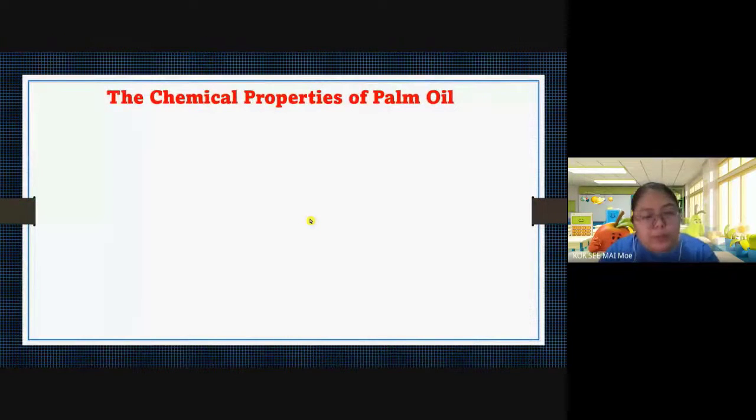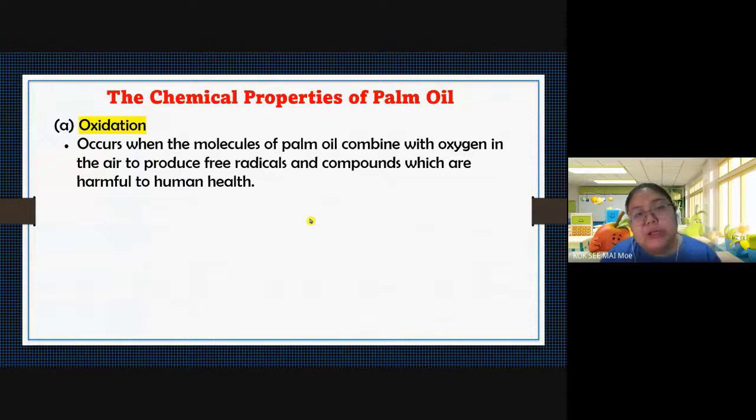Okay, chemical properties. These are the chemical properties you need to know about palm oil. First one, oxidation. When you see the word "oxy", it means it is related to oxygen. Oxidation occurs when the molecules of the palm oil combine with oxygen. When palm oil combines with the oxygen in the air, it will produce free radicals, just like radiation, and also compounds which are harmful to human health.